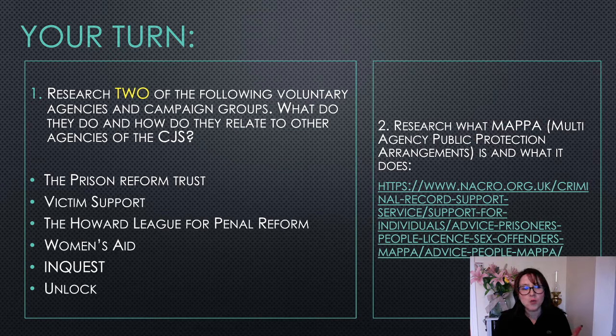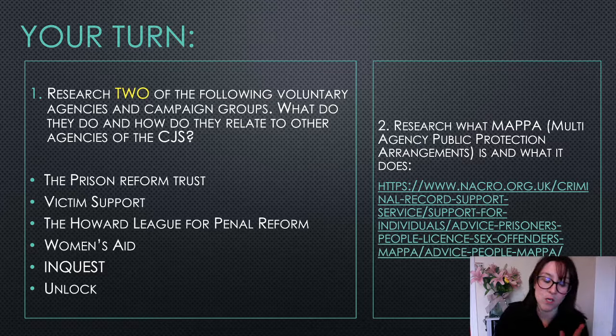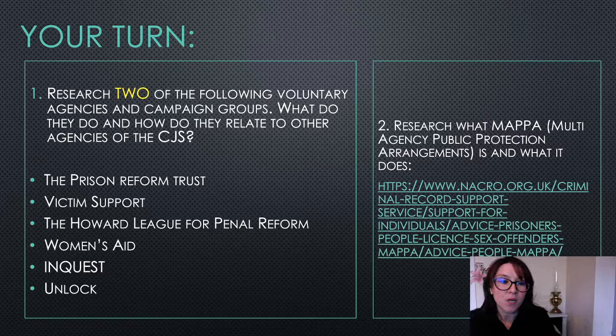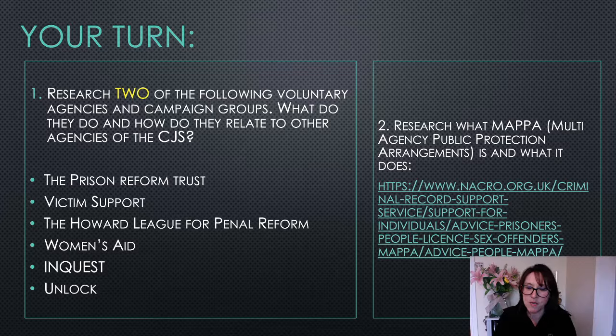I then got my students to research two of the extra voluntary agencies, so the Prison Reform Trust, the Victim Support, the Howard League for Penal Reform, Women's Aid, Inquest or Unlock. We've done Inquest and Unlock before, but it's just again having two further examples. The more examples you give in your exam, the better.